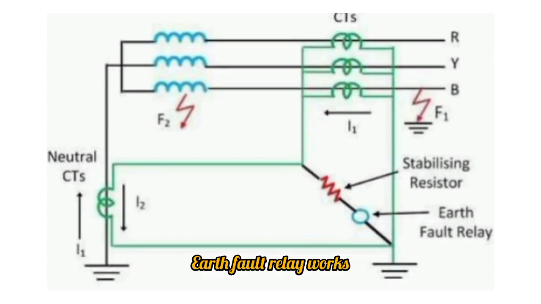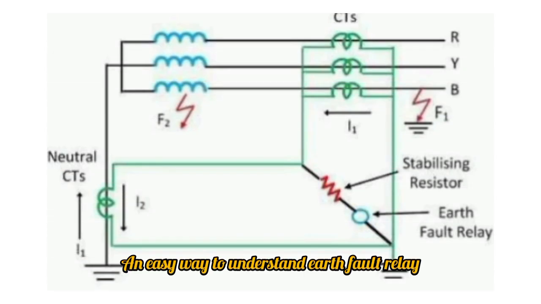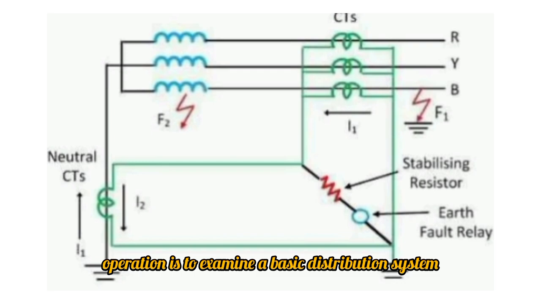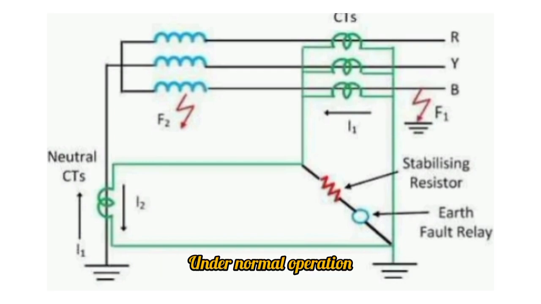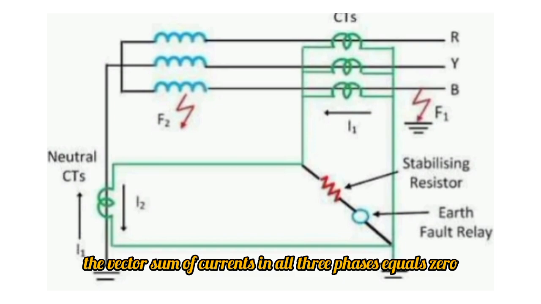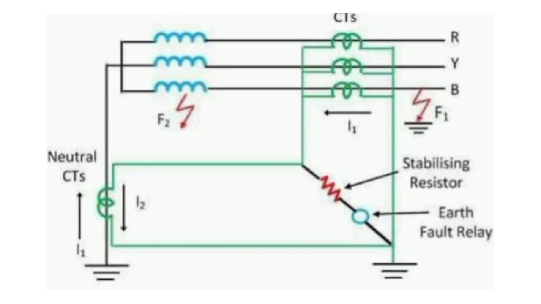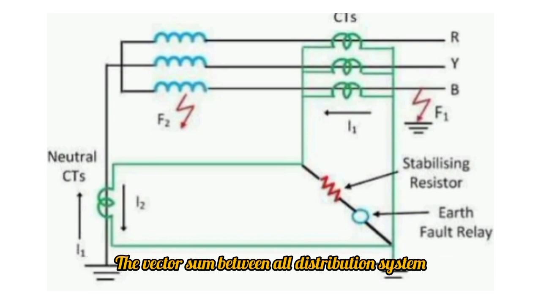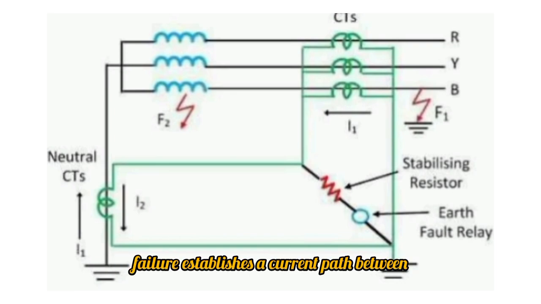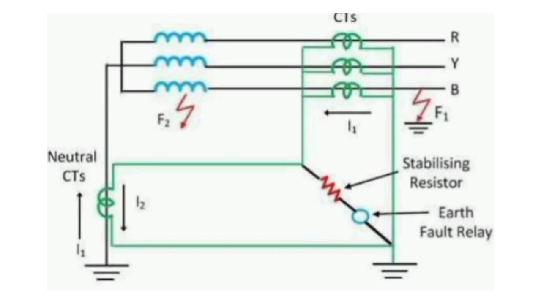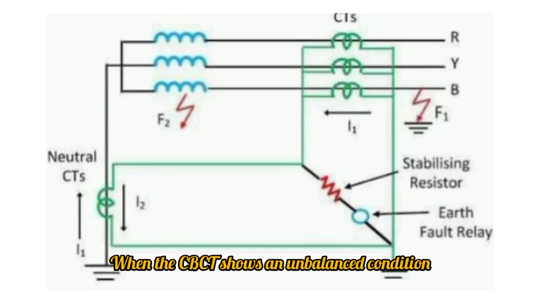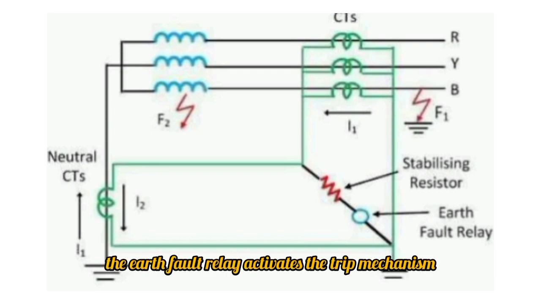Earth fault relay works. An easy way to understand earth fault relay operation is to examine a basic distribution system. Under normal operation, the vector sum of currents in all three phases equals 0. The vector sum between all distribution system phase currents remains balanced until insulation failure establishes a current path between a live conductor and the ground. When the CBCT shows an unbalanced condition, the earth fault relay activates the trip mechanism.